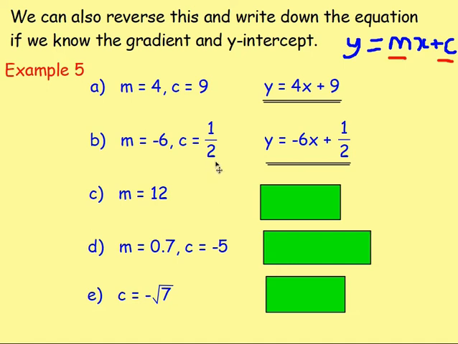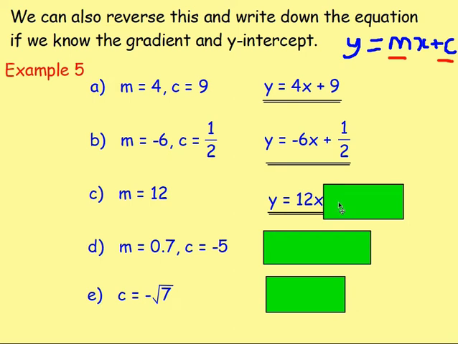Well done. With c, m is 12. So if we replace the m with 12, we would have y equals 12x. And for plus c, what are you adding on the end? Well, there is no y-intercept as mentioned. So really, you could always imagine that c equals 0. There's absolutely nothing there, so you don't need to bother writing that. People that do maths are very, very lazy. Don't write plus 0. There's absolutely nothing there to write.